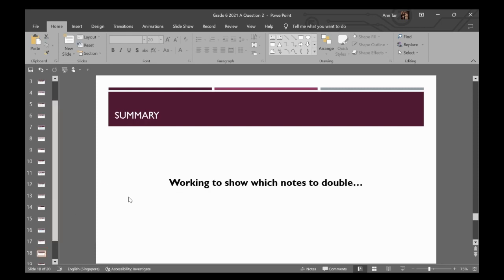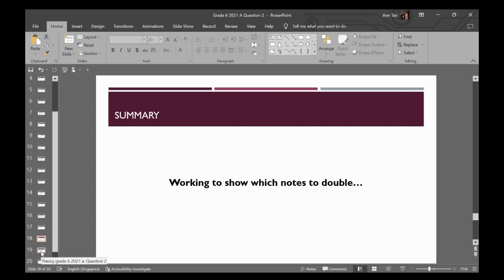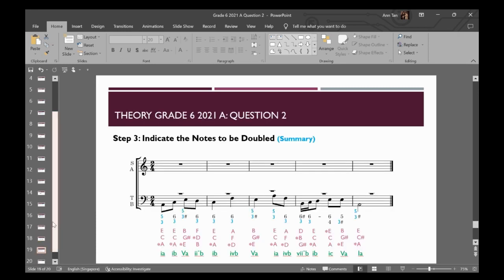I have summarized all in the next slide. And this is the working to show which notes to double before we start to write in the notes. You may check your answer against mine.